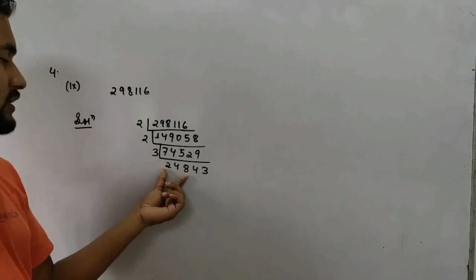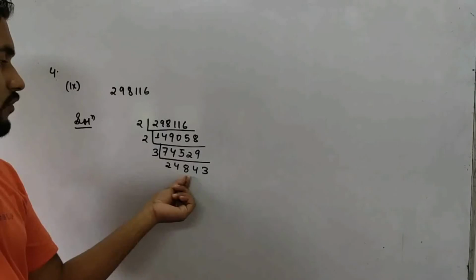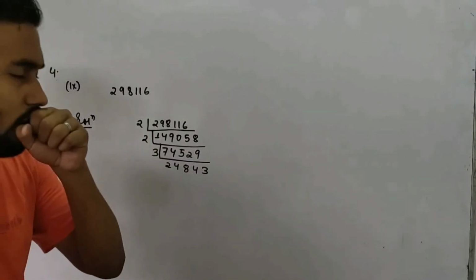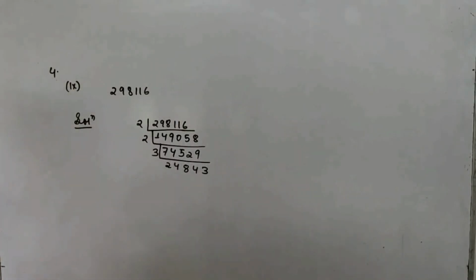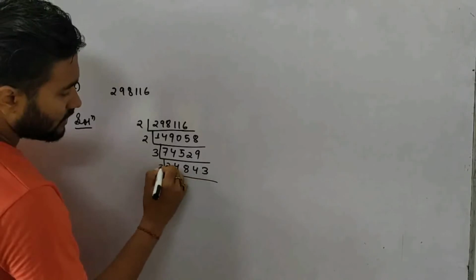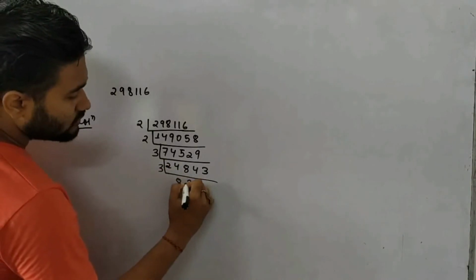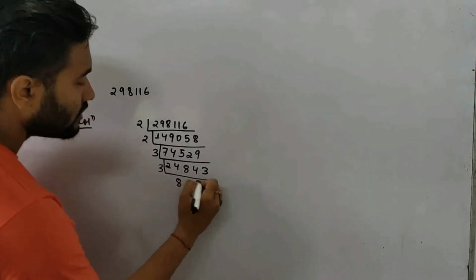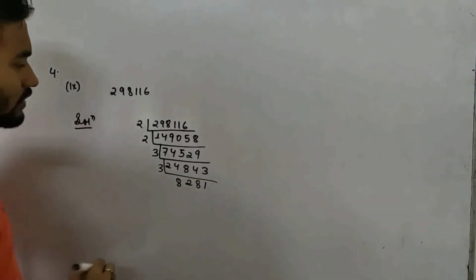So 8 plus 2 is 10, 10 plus 4 is 14, 14 plus 4 is 18, 18 plus 3 is 21. 21 is divisible by 3, so this is divisible by 3. 3 8s are 24, 3 2s are 6, 7, 8, 24, 3 8s are 24, 3 1s are 3. Done.